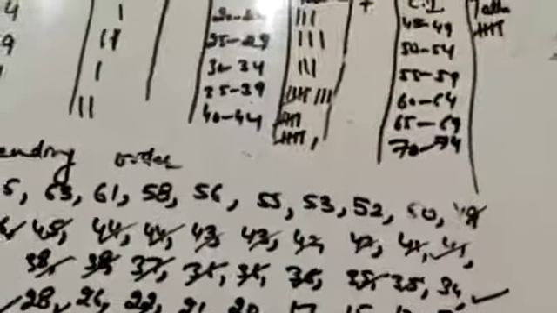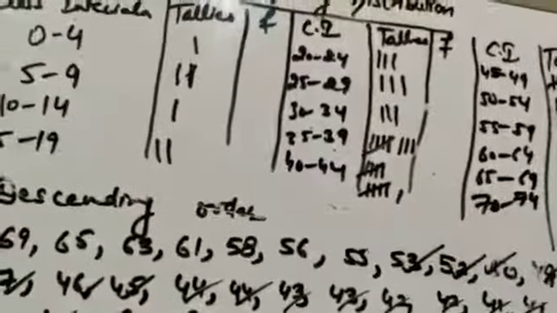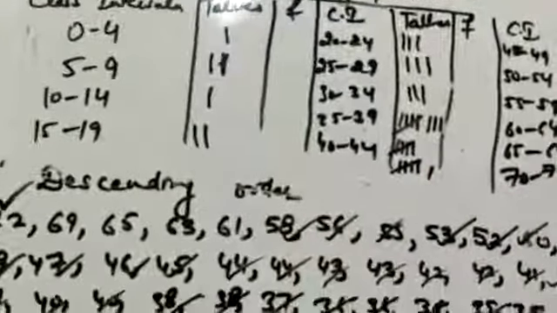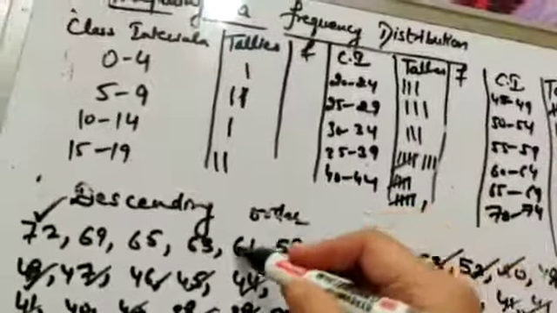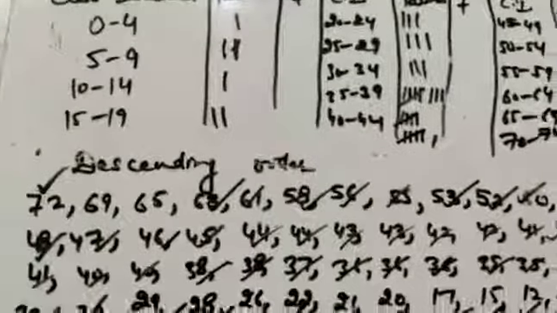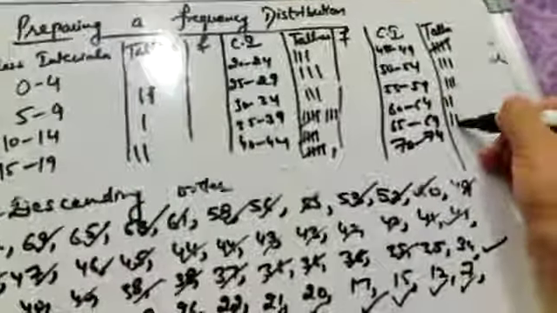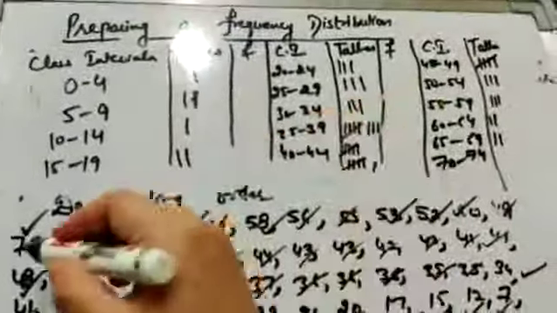For 50 to 54, let's calculate, 1, 2, 3. We have 3. For 55 to 59, 1, 2, 3. We have again 3. For 60 to 64, 1, 2. We have 2 only. For 65 to 69 we have only 2. Let's mark here 2. For 70 to 74, we have only 1, that is 72.